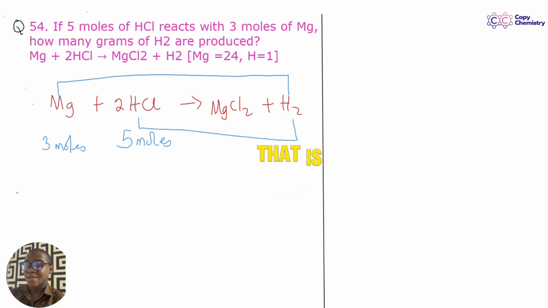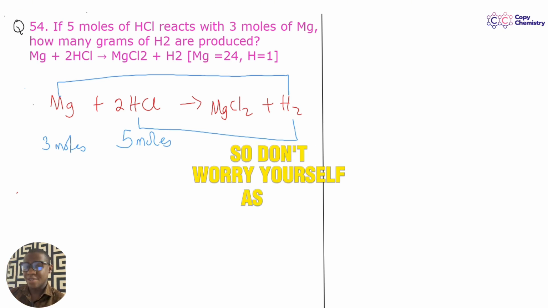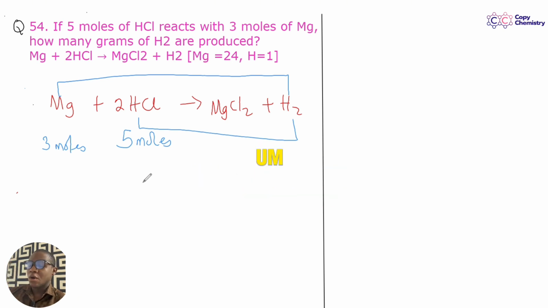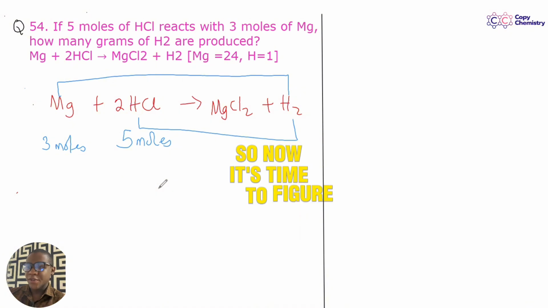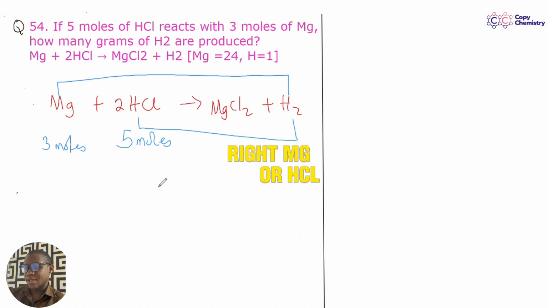That's it. That is always the answer every time, so don't even worry yourself. You compare your limiting reagent with what you want to generate. So now it's time to figure out which of these is the limiting reagent. Mg or HCl, which one?